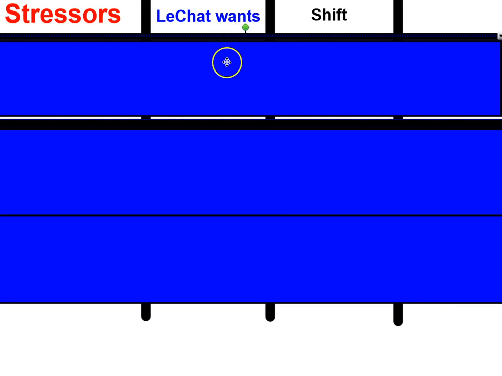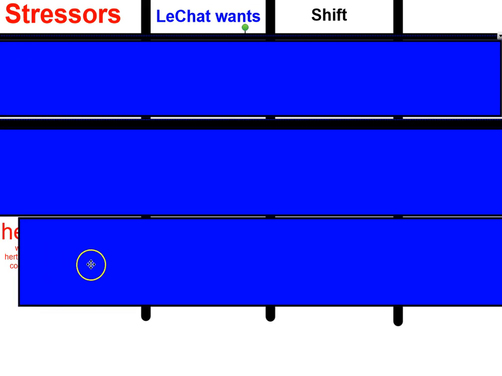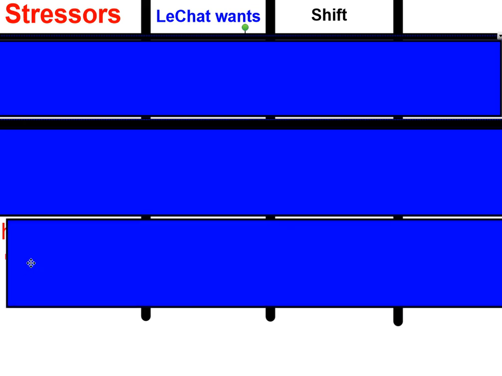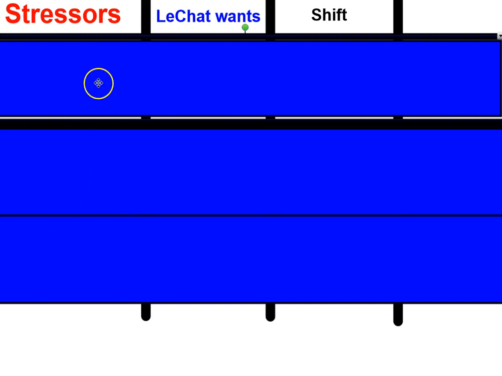Okay, good. Now, there are three stressors represented by these three blue bars, and we're going to take these one at a time. We're going to do two of those today, and they'll be in your homework, and then we'll do one tomorrow. The one that we're going to do tomorrow is heat and temperature. It works differently than the other two stressors, radically different.